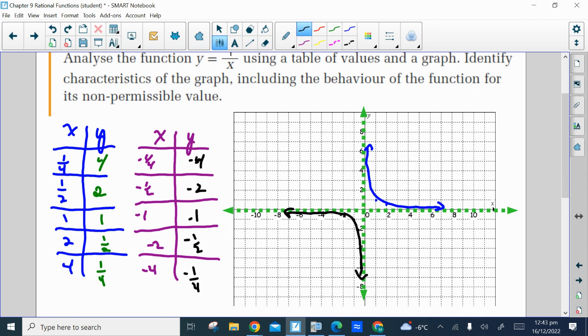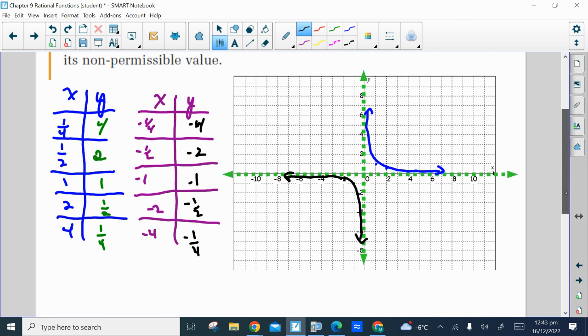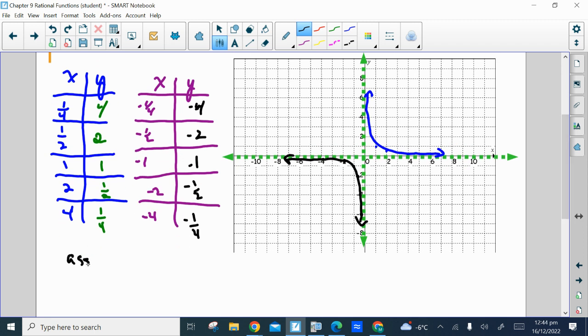This is what the graph of y equals 1 over x looks like. And whenever we do any type of transformation on a rational function, this will be our base graph. So when we talk about the characteristics here, we have asymptotes on the line x equals 0, which is the y-axis, and the line y equals 0, which is the x-axis. Because of that, there are no intercepts for this graph.